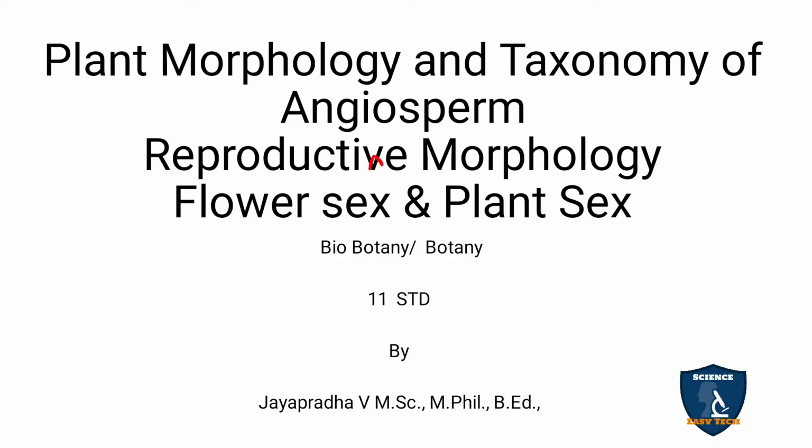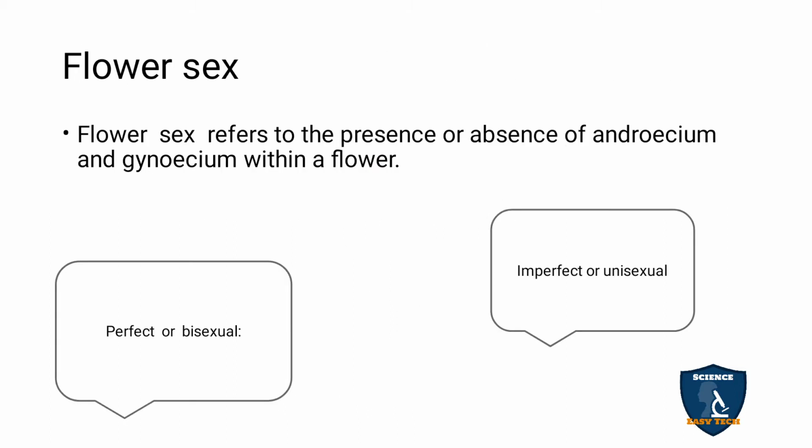We're going to discuss flower sex and plant sex in reproductive morphology, in plant morphology and taxonomy of Angiosperm. So, flower sex. Flower sex refers to the presence or absence of androecium and gynoecium within a flower. The androecium and gynoecium are the essential parts of the flower. If any one is absent, that is androecium or gynoecium, you can determine whether the flower is a male flower or a female flower. That is what we are going to discuss here.